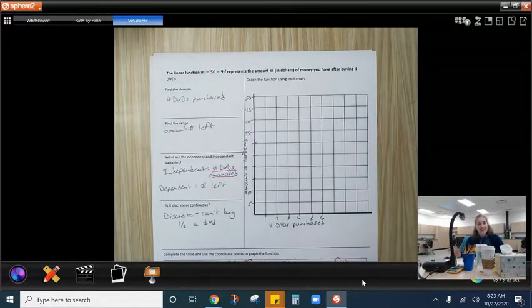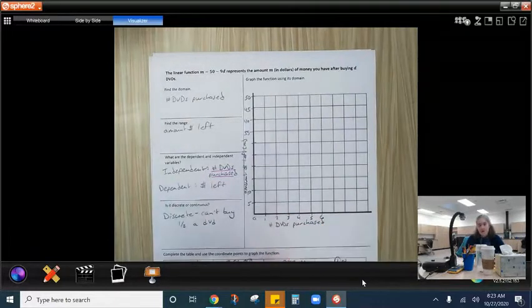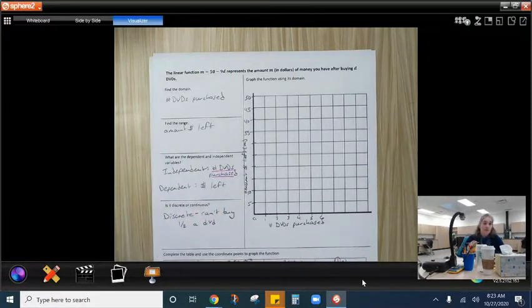So we need to figure out, well, what's the independent variable? What do I have control over? I have control over the DVDs I purchase. So I'm going to put that down here on my x-axis. I could purchase 0 if I wanted to, and then 1, 2, 3, 4, 5, 6, right? And then that means the dependent variable is the money I have left over. How much I have left depends on how many DVDs I buy.